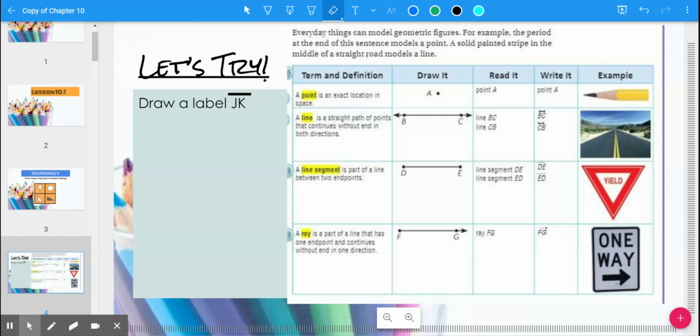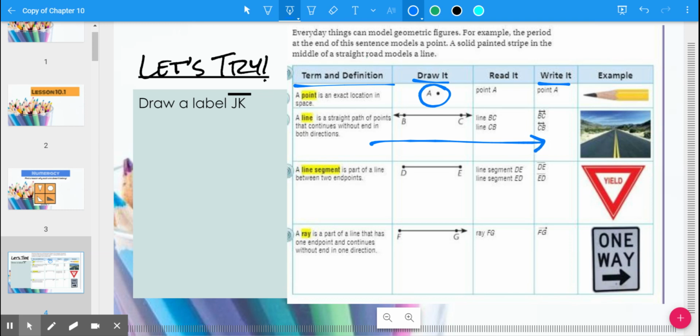All right, guys. So today we're going to talk about different terms and definitions and then how we would basically write them or draw them. So the first one I want to talk about is a point. A point is an exact location in space, which just means I'm going to draw it like this. Point A.